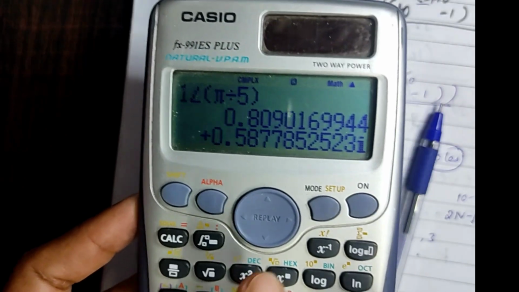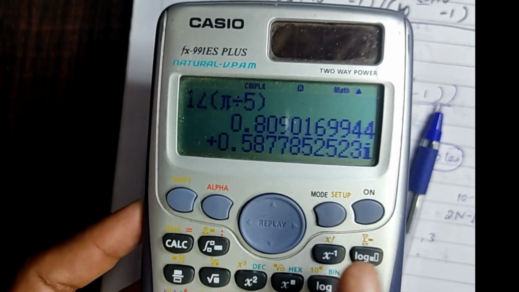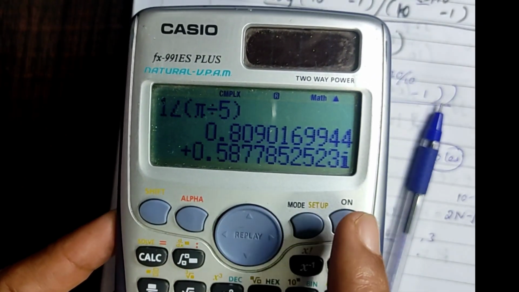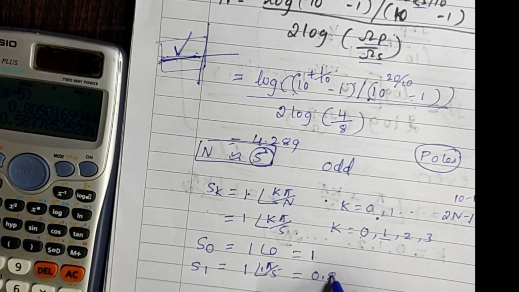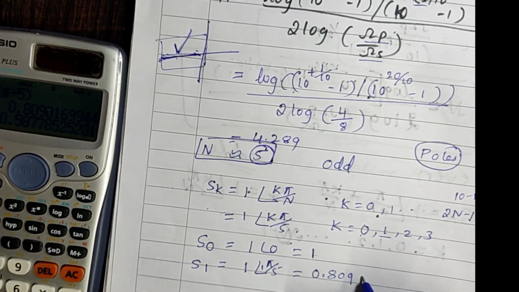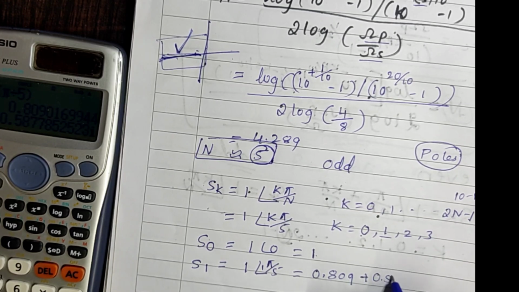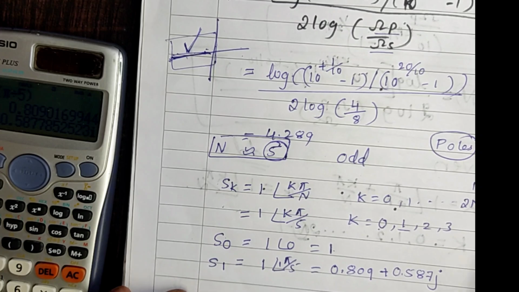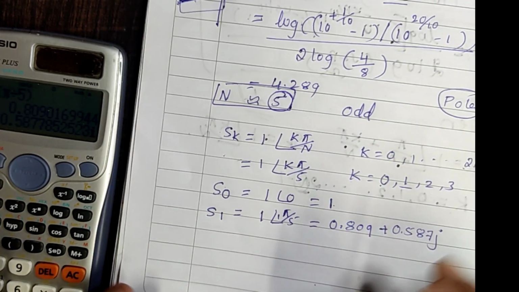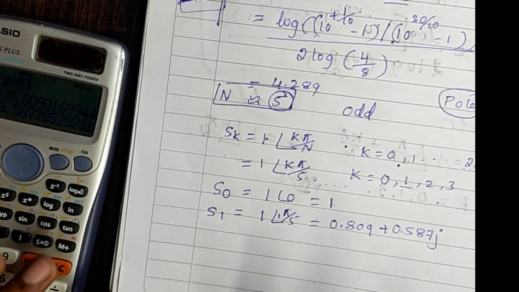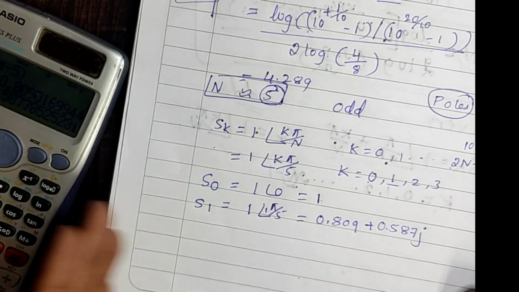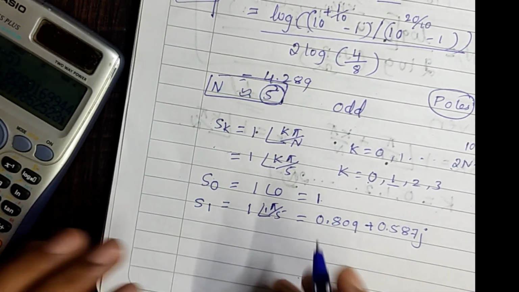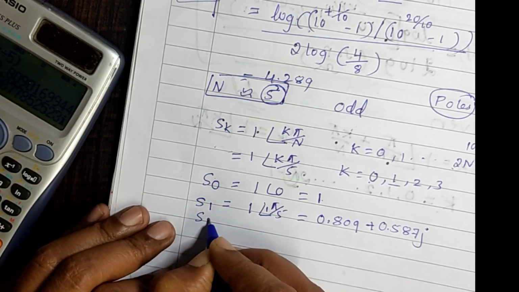So this is 0.0809 plus 0.5877 J. This you have to write, which is 0.809 plus 0.587 J. This is one more pole. Now we have to check whether these poles belong to the left side or the right side. Before that we'll calculate.